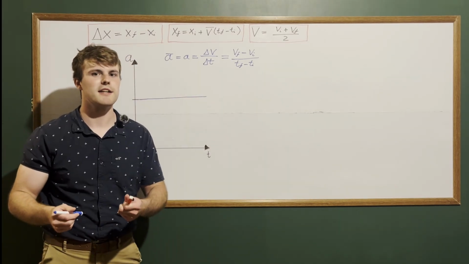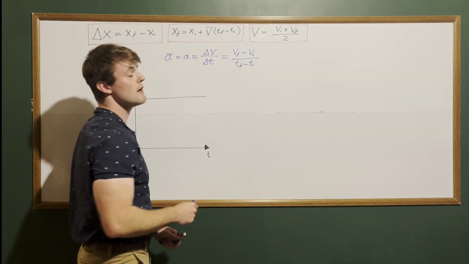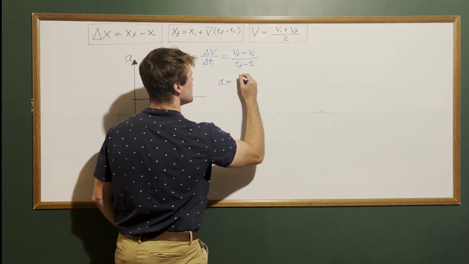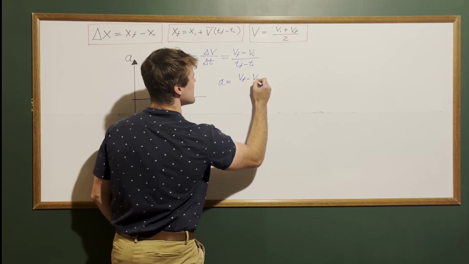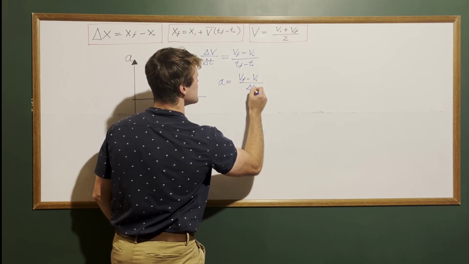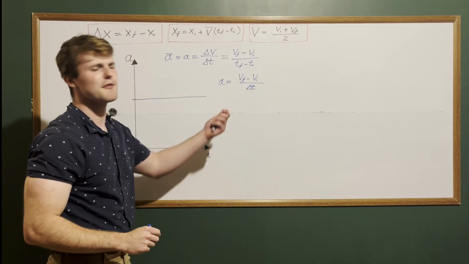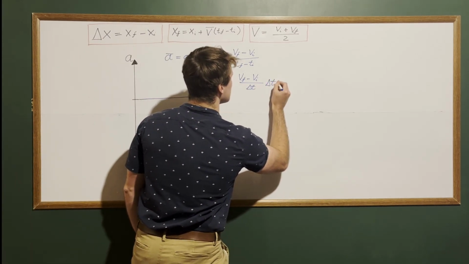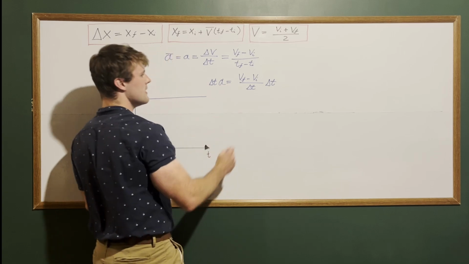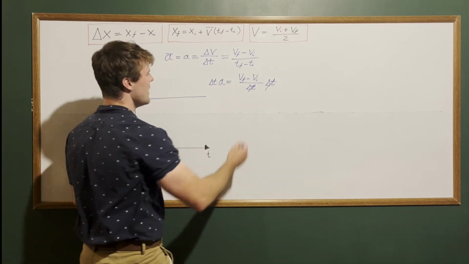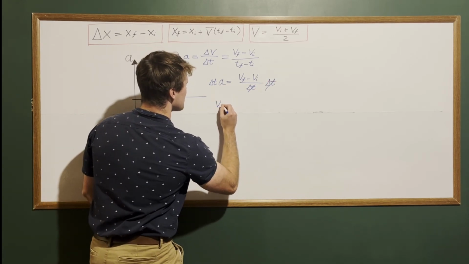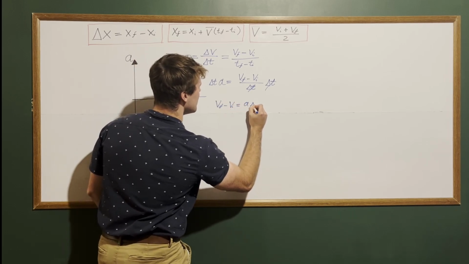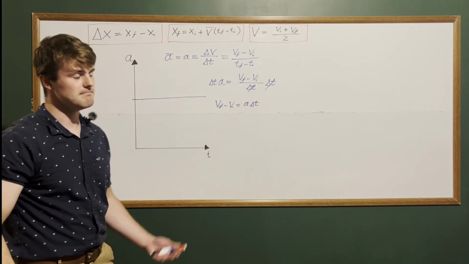Okay, so since we want to get our final velocity equation, first I'm going to rewrite it. A equals Vf minus Vi over delta t. Nice and pretty. Let's rearrange this equation and multiply both sides by delta t. Of course, these two cancel, and then we have Vf minus Vi equals A delta t. Not too bad.